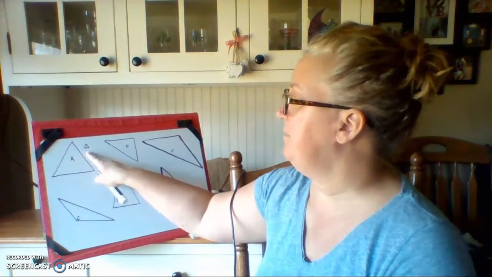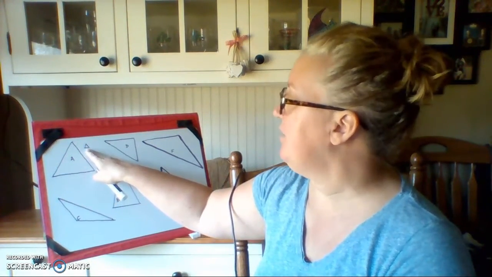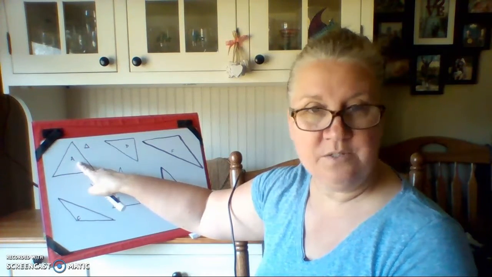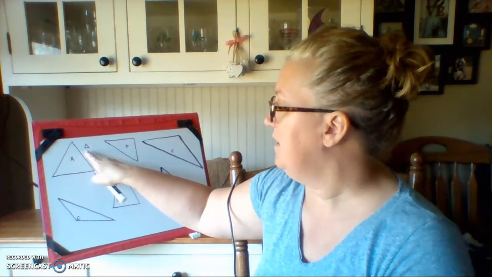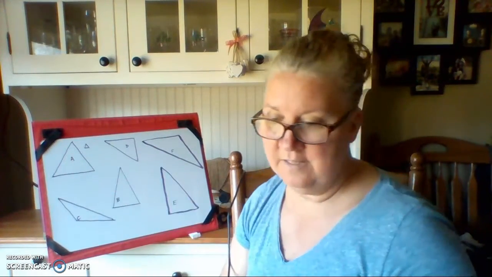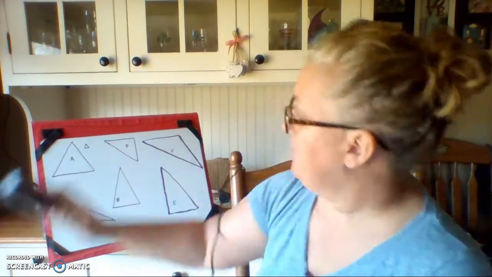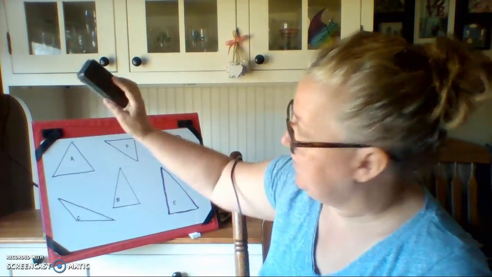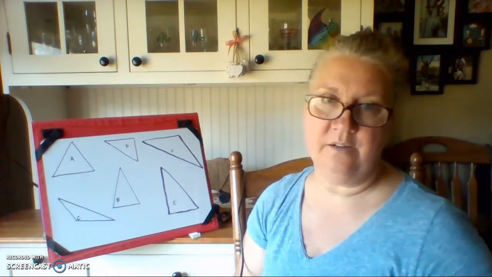And what I was meaning with this one is, even though it's tiny compared to this one, it's still an acute triangle because it has 3 acute angles. It doesn't matter if it's as big as a house or if it's as small as a dime like this one. As long as all 3 angles are acute, it can be classified as an acute triangle.